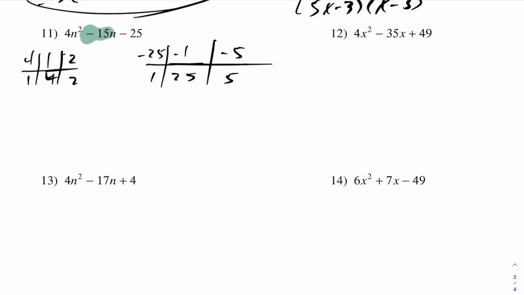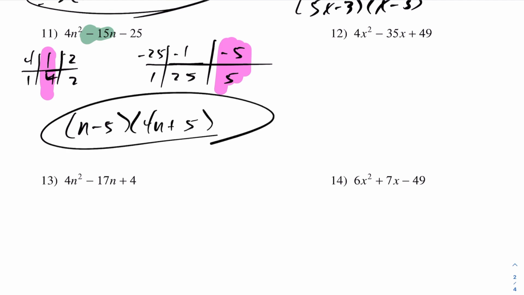And I want to go ahead and get a negative 15 out of this. Taking a look here, by taking these two columns, I get the 4 and the negative 5 is negative 20, and the 1 and the 5 is 5. I end up getting my negative 15 here, so this will factor into n minus 5 times 4n plus 5. All right, let's take a look at 12 here.